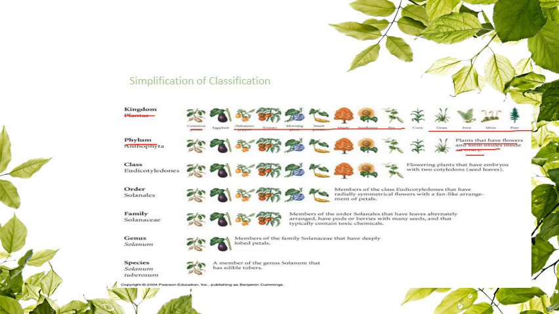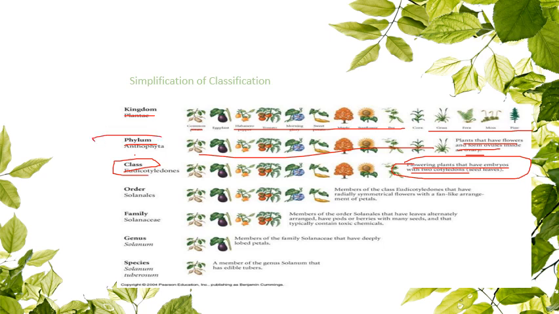After this, we further classify these plants on the basis of a character. Here we mentioned flowering plants that have embryos with two cotyledons. On the basis of this characteristic, we further classify the plants into a class, that is a smaller group as compared to a phylum.